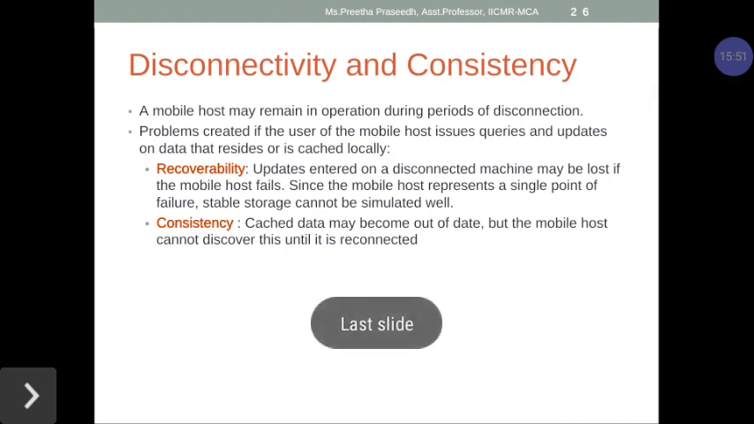And the last is disconnectivity and consistency. A mobile host may remain in operation during periods of disconnection. Problems are created if the user of the mobile host issues queries and updates on data that resides or is cached locally. So there are two points, recoverability and consistency. For consistency, cached data may become out of date, but the mobile host cannot discover this until reconnection. For recoverability, updates entered on a disconnected machine may be lost if the mobile host fails. Since the mobile host represents a single point of failure, stable storage cannot be simulated well.